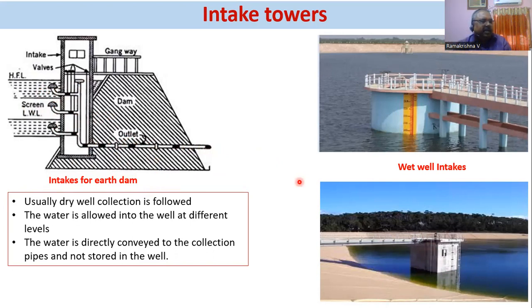Intake towers are mainly constructed to collect water from a specific source. There are two types of wells, wet well or dry well. Wet well means water is collected inside a sump and that water is pumped out using a pump. And dry well means water is collected directly without storing in the sump, and that water is allowed through a collection pipe outside of the sump, right?